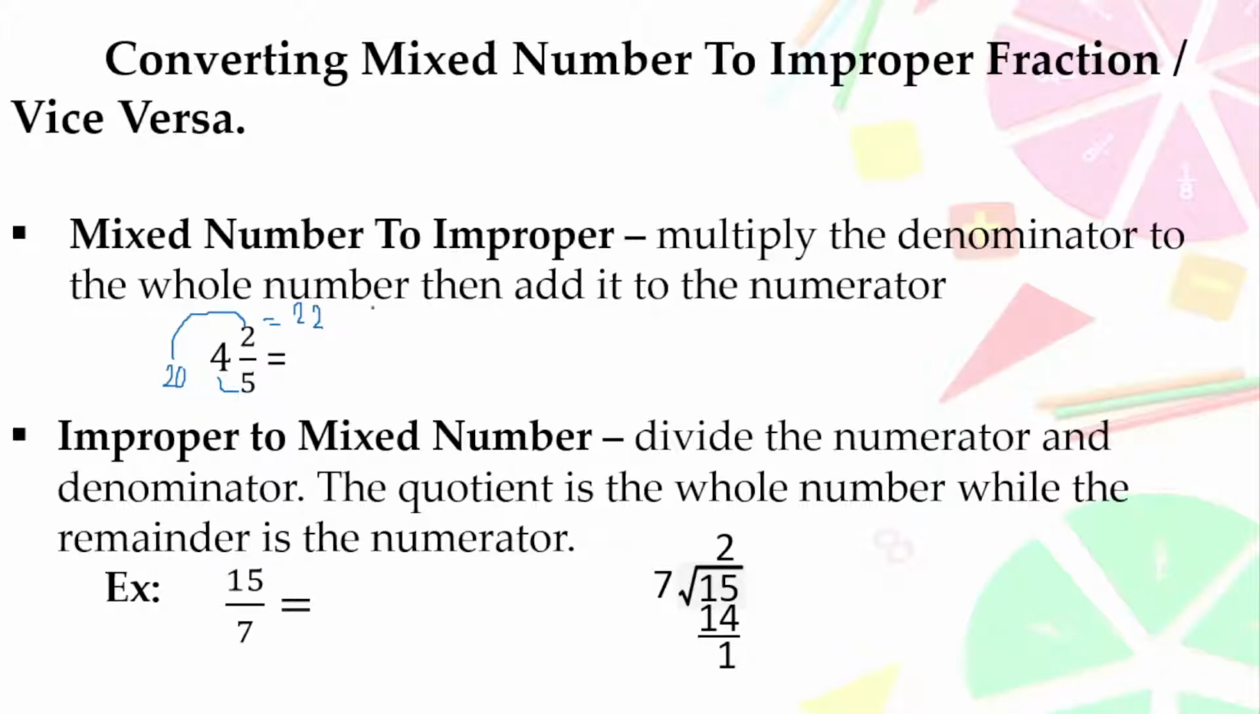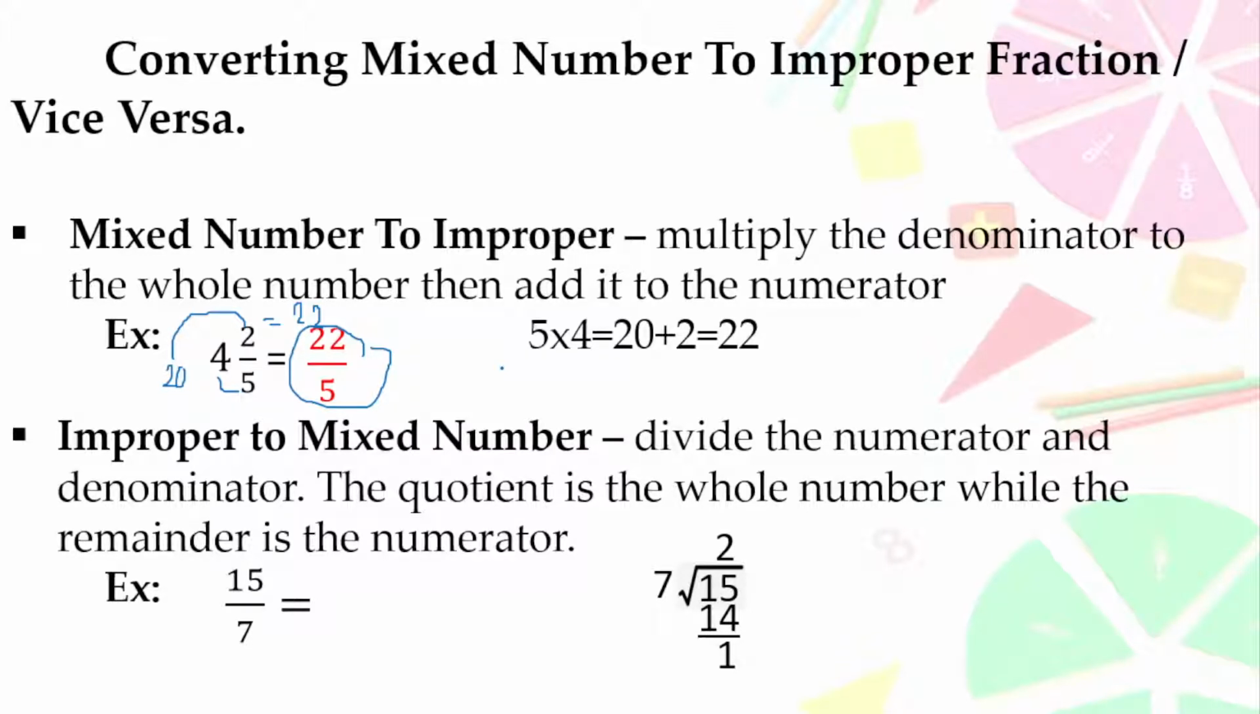So, when you write that as an improper fraction, you will just copy the denominator, which is the 5, then put the 22, which was your answer earlier. And you will get 22 over 5. Okay? So, that's the improper fraction of the mixed number 4 and 2/5.